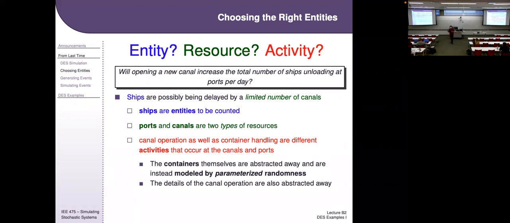Just some practice here as you're doing your homework, B1: coming up with what are the resources, what are the entities, what are the activities. I could have gone on to what are the events. In the lock example, the instant the lock fills to the highest amount, when the lock opens, that's an event. When a ship arrives, that's an event. So all of these things that change the state of the system are events. Okay.